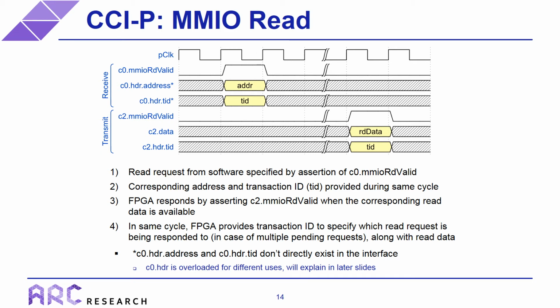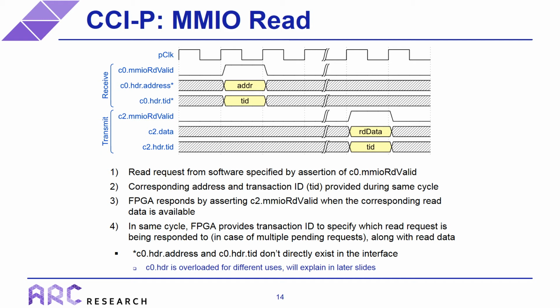So basically, when an MMIO read occurs, CCI-P tells the AFU by asserting the MMIO read valid signal while providing an address and a transaction ID within the same cycle. Now the AFU takes that address and grabs the data from whatever resource happens to be mapped to that address, most likely a register, so it would read from the corresponding register.